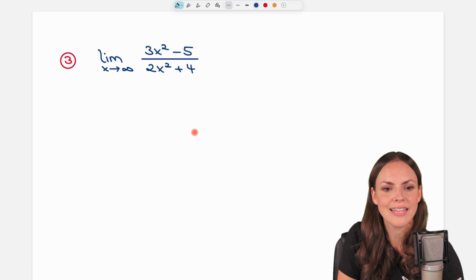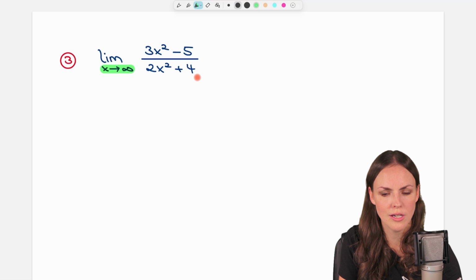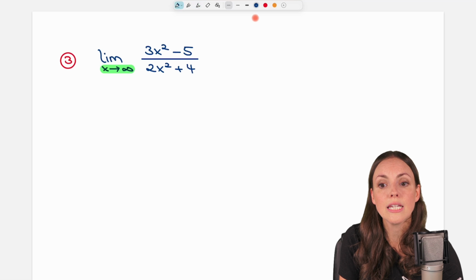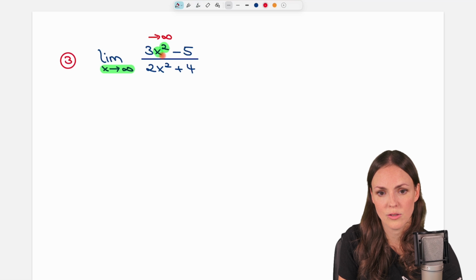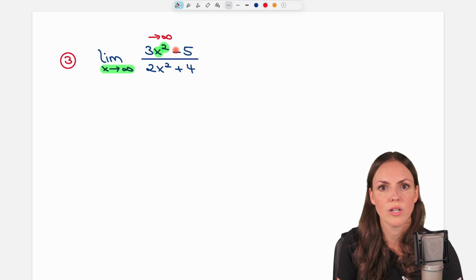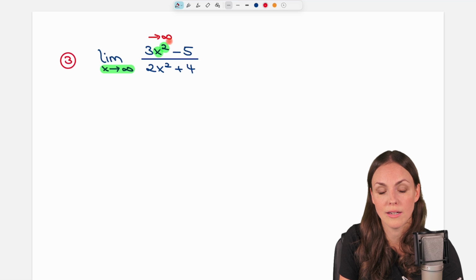Okay, let's take a look at the last problem here. We want to find the limit as x approaches infinity of this function here. At the beginning, let's see what happens as x approaches infinity. We have an x in here, so this x will approach infinity. And then we square this x. So we have something that approaches infinity and we square it. So it gets even bigger, which means it still approaches infinity.